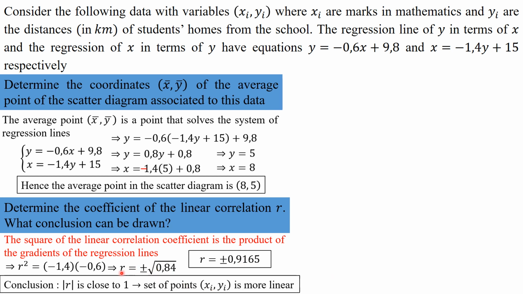So r equals plus or minus 0.9165. Now our conclusion is that if we take the magnitude of r, we get positive 0.9165, and since it is close to 1, the scattered points xi, yi are linear.